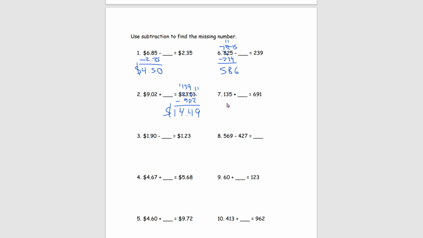And lastly, we have number 7. We have 135 plus blank equals 691. And just like number 2, we're going to be subtracting the added from the sum this time again. So we have 691 minus 135. 1 minus 5 is impossible, so we're going to have to borrow 1 from this 9. This 9 becomes an 8, this 1 becomes an 11. 11 minus 5 equals 6, 8 minus 3 equals 5, and 6 minus 1 equals 5. So our answer for number 7 is 556.